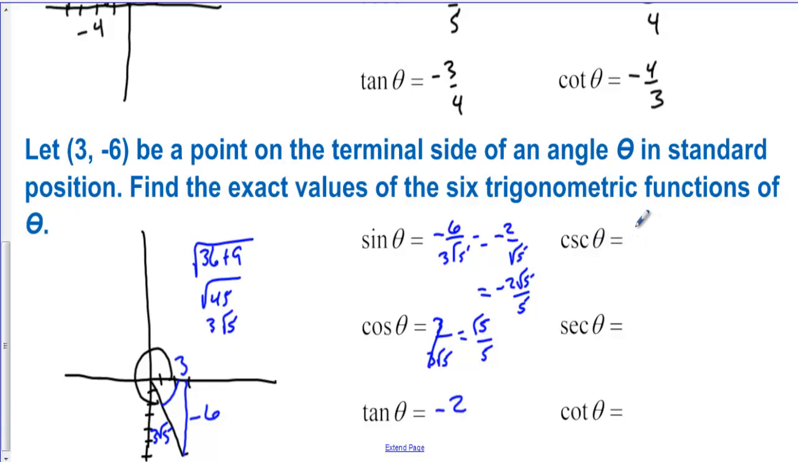So cosecant is negative square root of 5 over 2. I'll use that one to turn upside down. This one, secant, is going to be square root of 5. I'll use 1 over square root of 5, turn that upside down. And then cotangent is negative 1/2.